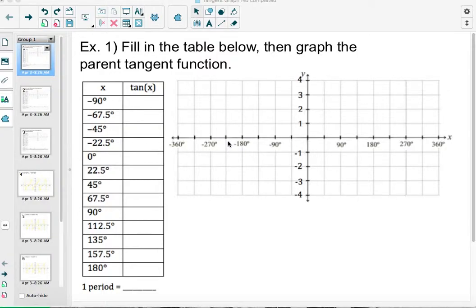Good morning, class. Today we are focusing on the tangent graph and what that looks like. What we need to do to start out with is type all of these numbers into your calculator. Tangent of negative 90 degrees, tangent of negative 67.5, and go on down through the list just like we did last class period with sine and cosine. So go ahead and start that now and hit pause on this video until you have that done.